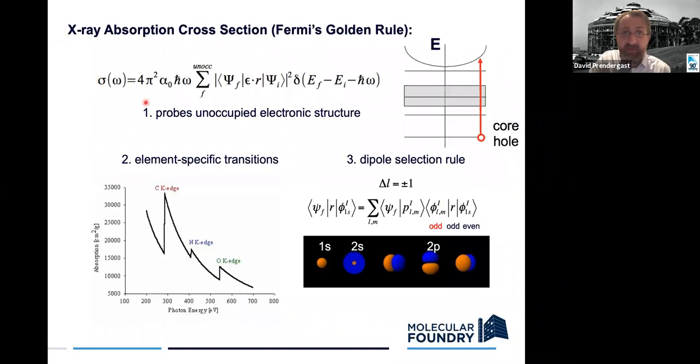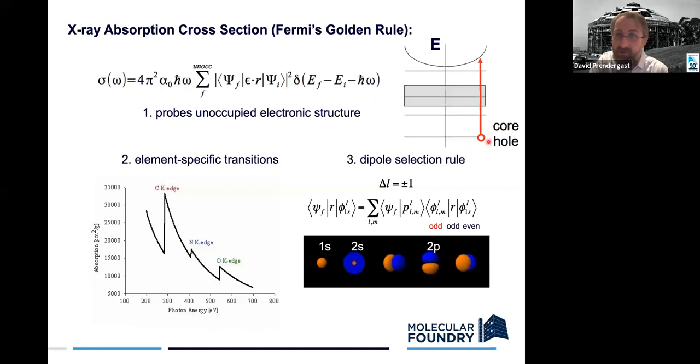So this mathematical expression here is a manifestation of Fermi's golden rule for X-ray absorption. It connects some initial state, typically the ground state, through the dipole operator to final states, and then filters those excitations based on the energy difference between those two states, whether it matches the photon energy or not.